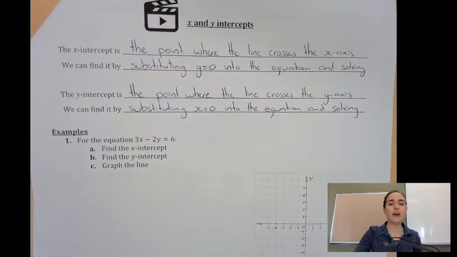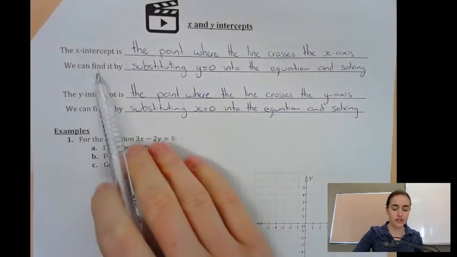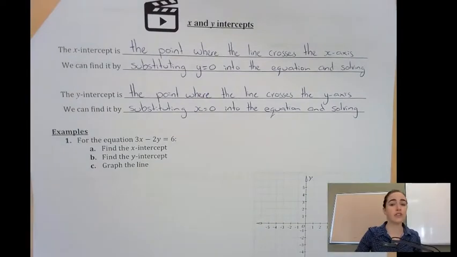In this video, I want to have a look at another method for graphing straight lines given an equation. So we're going to do this by finding the x and the y intercepts. First off, the x-intercept is the point where the line crosses the x-axis, and we can find it by setting y equal to 0 and then substituting that into the equation and solving it to find x.